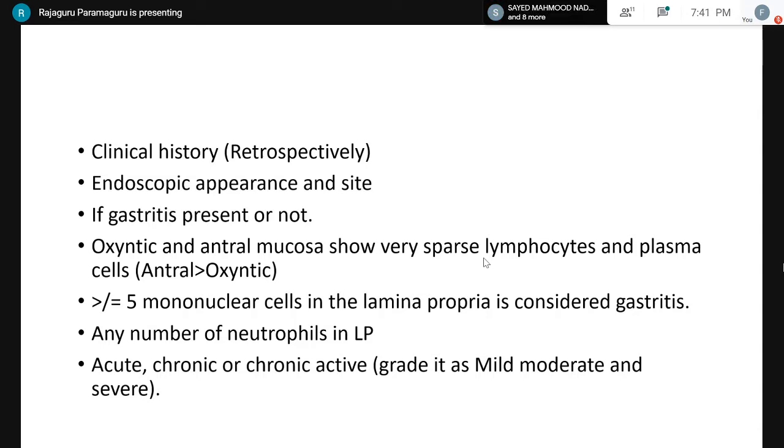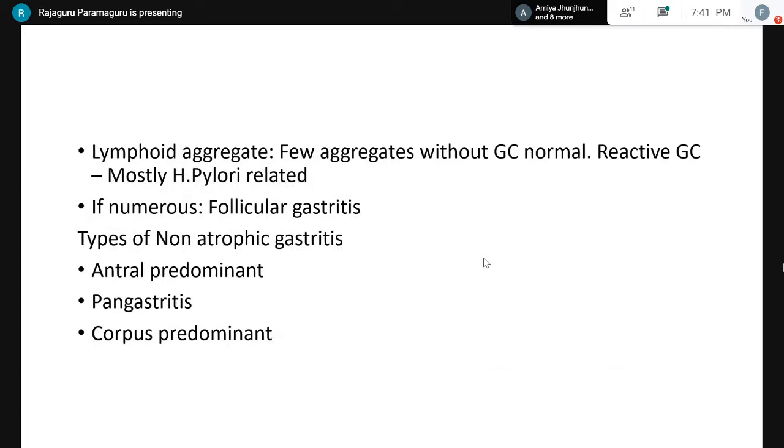And you will have to give it as whether it is an acute gastritis, an active gastritis, or chronic active gastritis. And always, according to Sydney, we will have to use a 3-tier grading, like mild, moderate, and severe. And the presence of lymphoid aggregate: usually you see some lymphoid aggregate in the body mucosa, which will not show a reactive germinal center. If it is showing a reactive germinal center, then it is pathological. And these are mostly related to H. pylori. And if they are numerous, you call it a follicular gastritis.